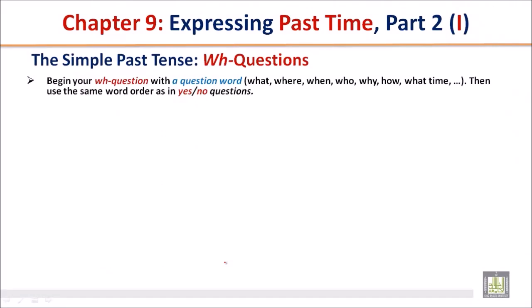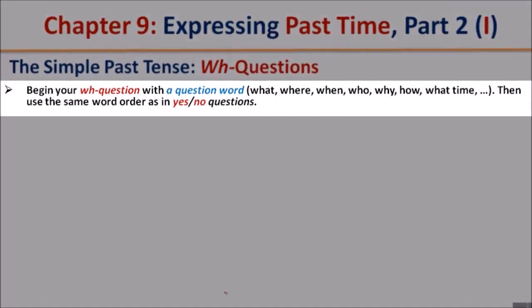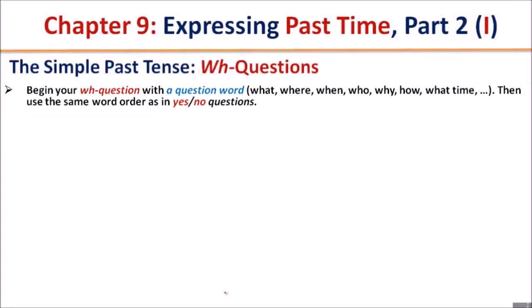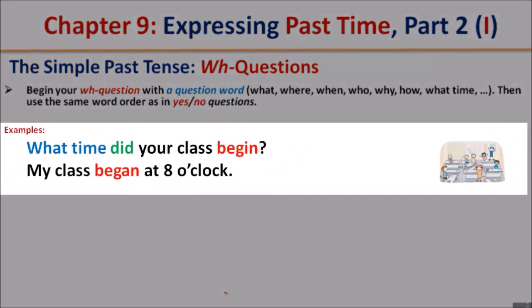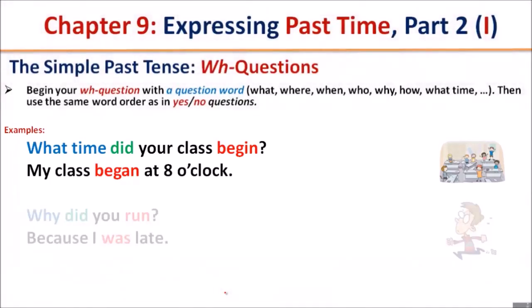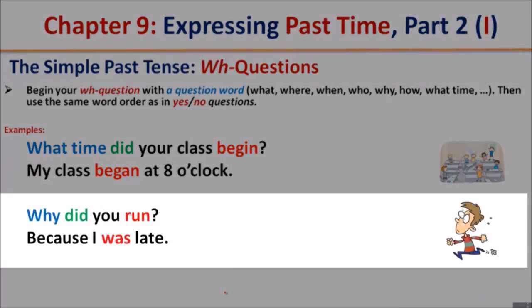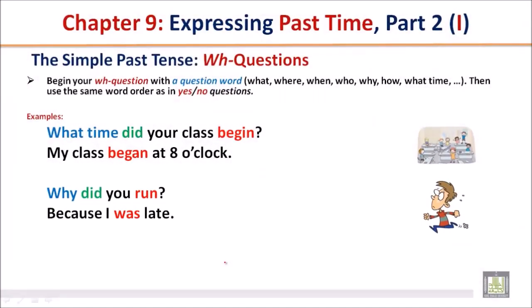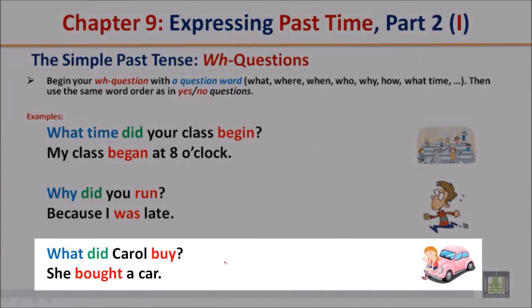The simple past tense WH questions. Begin your WH question with a question word: what, where, when, who, why, how, what time. Then use the same word order as in yes or no questions. What time did your class begin? My class began at 8 o'clock. Why did you run? Because I was late. What did Carol buy? She bought a car.